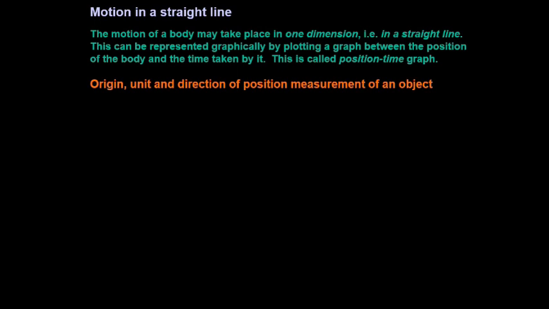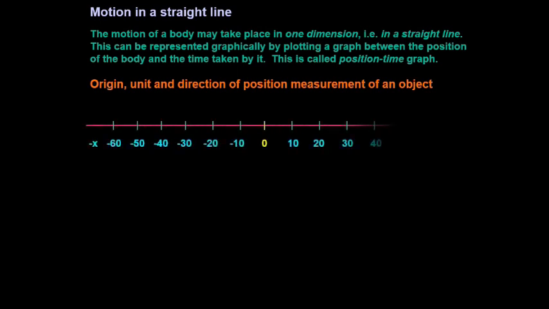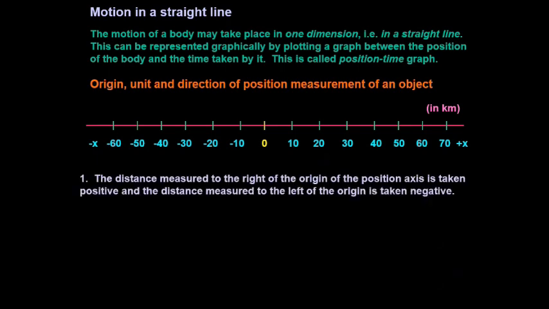Origin, unit, and direction of position measurement of an object. So let me show you what I mean here. The O position is the origin, and maybe in kilometers 10, 20, 30, 40, 50 kilometers, and this is along the x-axis, and on the negative side minus 10, minus 20, minus 30, like this. The distance measured to the right of the origin position is positive, and to the left is known as negative.